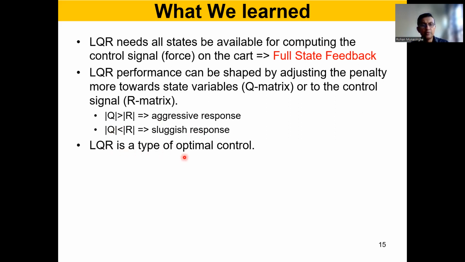So LQR is a type of optimal control. We will do optimal controls probably next week or in 2 weeks. There are some theories behind optimal controls, like the Pontryagin maximum principle and also Hamilton-Jacobi equations. Very interesting area, a bit more theoretical, a lot of matrices involved, but it's really fun to have optimal controls.